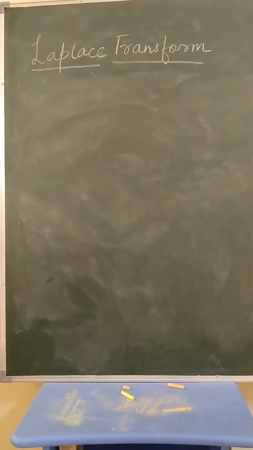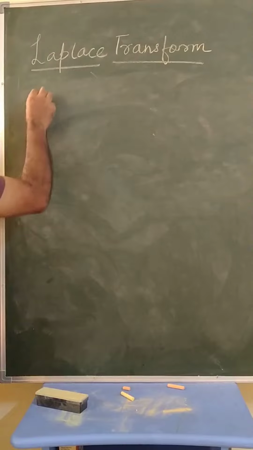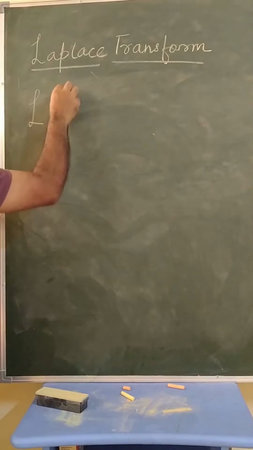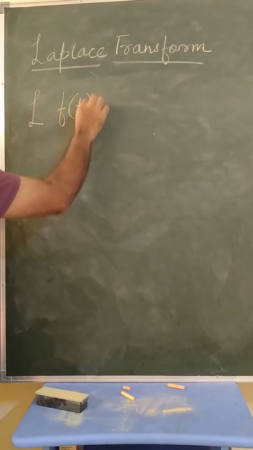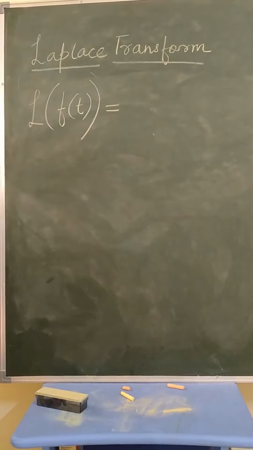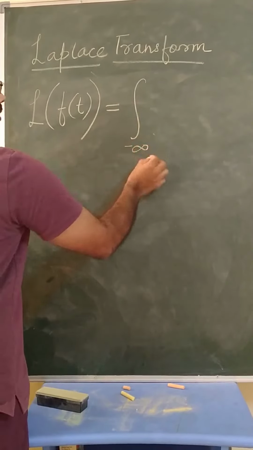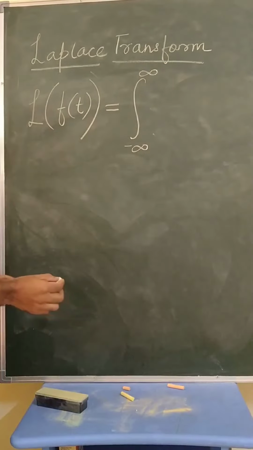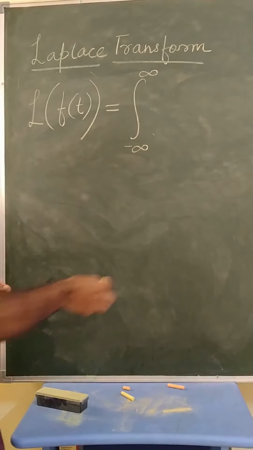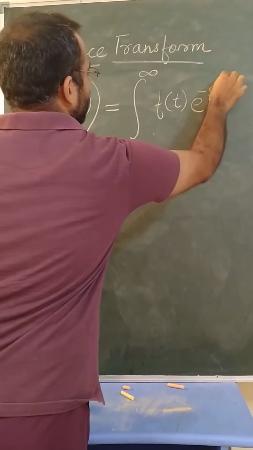Okay, so before finding the Laplace transform for different known functions, first we should define how to find the Laplace transform, the definition of this transform. So, the Laplace transform of a time domain function is given as a continuous summation or integral, a definite integral from minus infinity to plus infinity of that function multiplied by e to the power minus st.